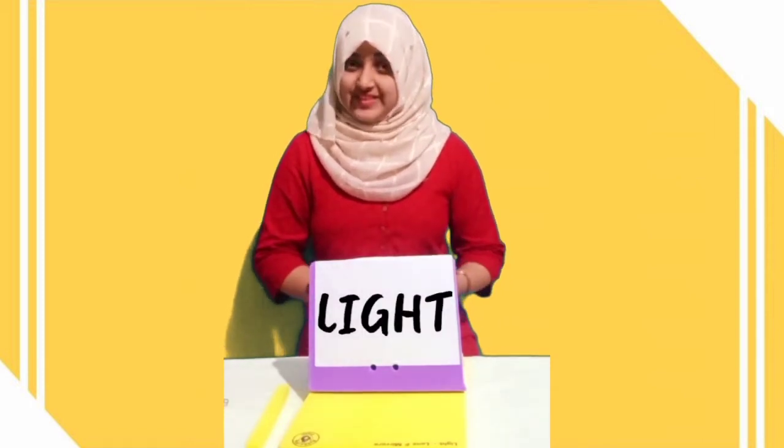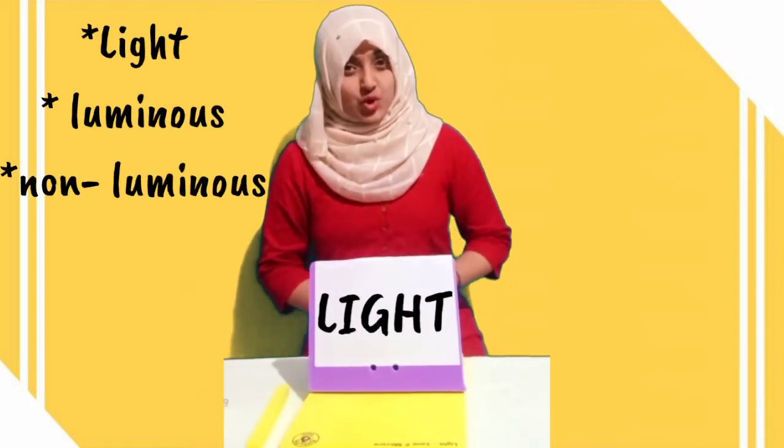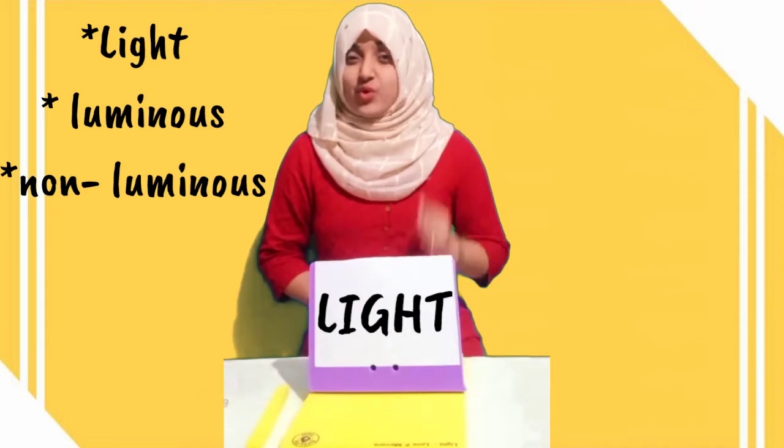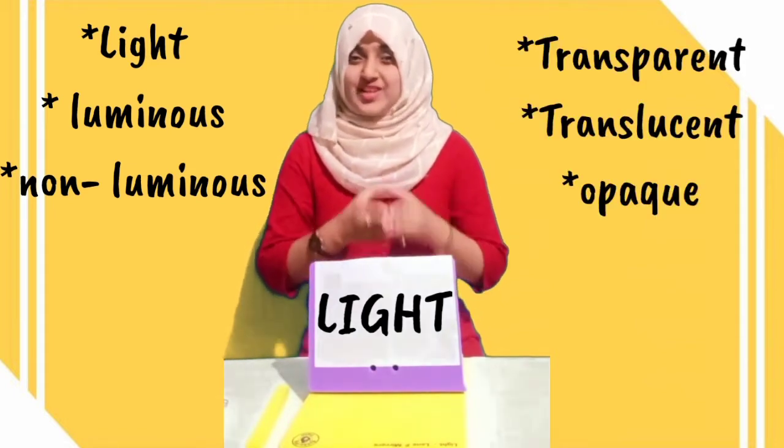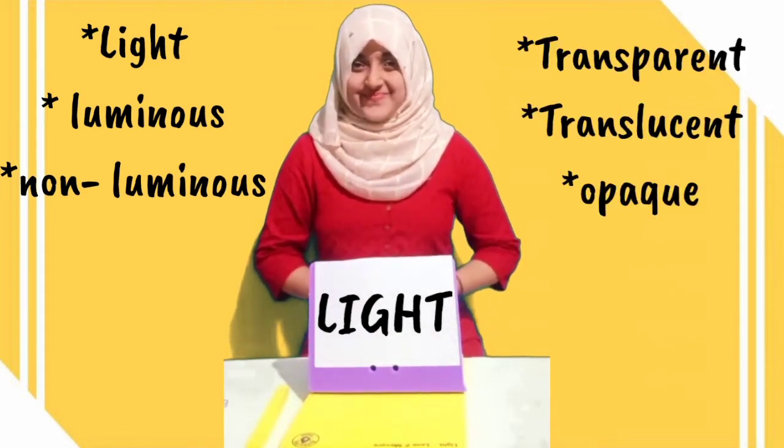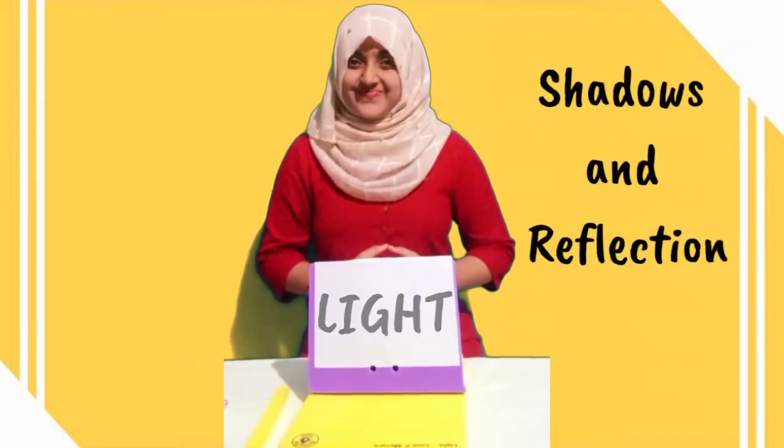So in our previous session, we studied about light, luminous and non-luminous objects, and we also classified the objects based on their transparency. Today, let us deal with the next half of this chapter. Now that we are already familiar with the fact that light helps us to see the things around us, let us study a few other properties of light.